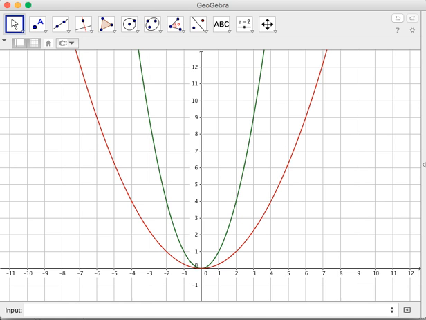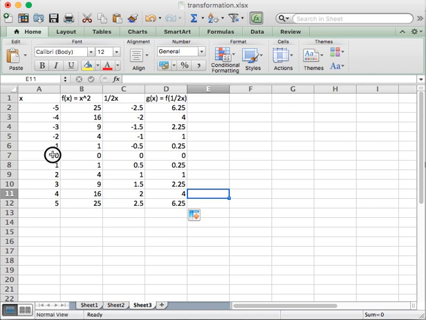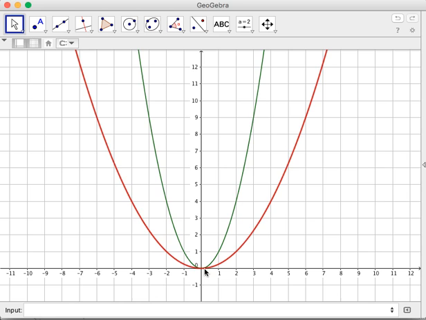So, makikita nyo dito sa table, sa Excel, that at x equals 0, pare-pareho yung value ng f of x tsaka ng g of x. This is our f of x, this is our g of x. Ibig sabihin, at x equals 0, 0 din yung y nila. Kaya 0, 0, kaya they pass through the origin, kasi yung origin natin is 0, 0.